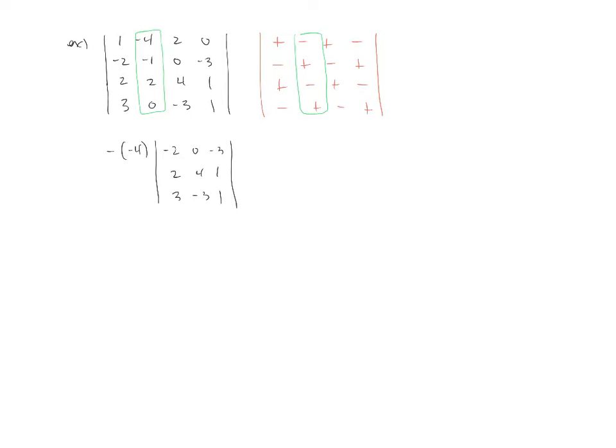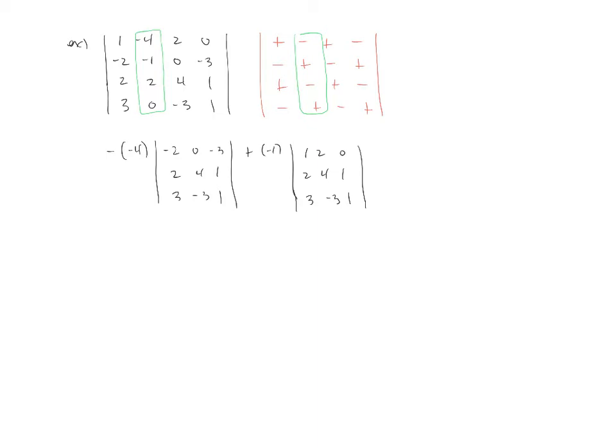We have our -1 associated with that plus, so the sign will stay the same. So we'll have a plus, a -1. And the 3x3 minor, if I cross out the row and column that the -1 is in, we'll have the 1, 2, 0, the 2, 4, 1, and 3, -3, 1.